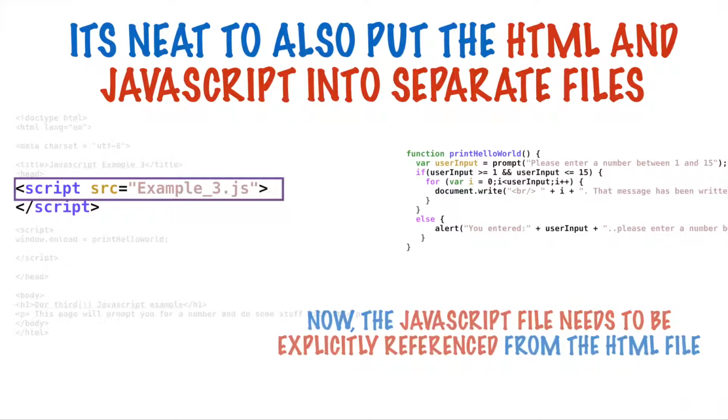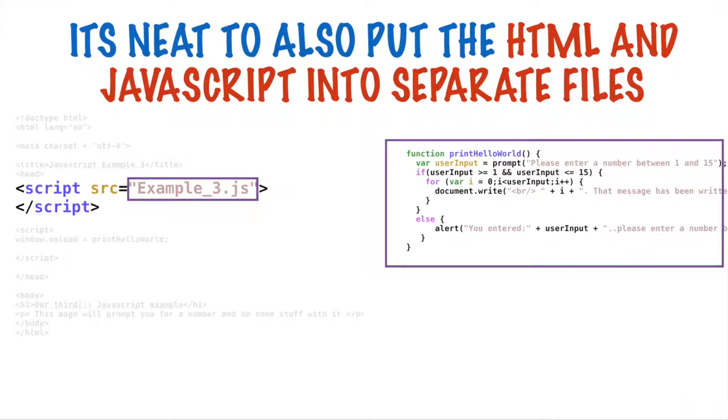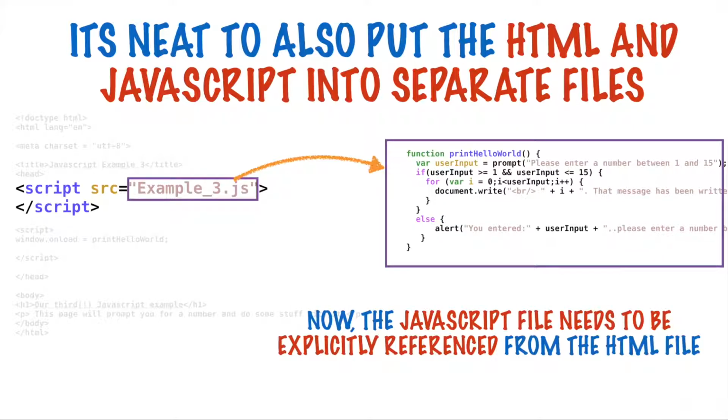If you observe the source attribute, the value is example_3.js. And this particular value is the name of the JavaScript file. It's actually the full path to the JavaScript file. And you know that you can use relative paths in HTML, just like we saw earlier with image paths, href paths, and so on. So this example_3.js references the JavaScript file which has the function print hello world. It's explicitly referenced.